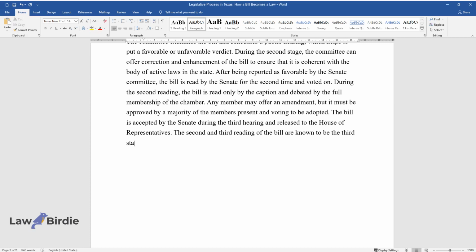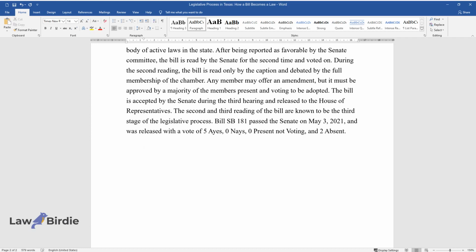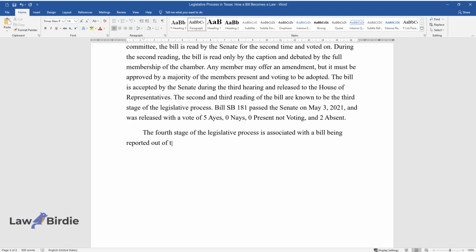Bill SB 181 passed the Senate on May 3, 2021, and was released with a vote of 5 ayes, 0 nays, 0 present not voting, and 2 absent. The fourth stage of the legislative process is associated with a bill being reported out of the House Committee on Homeland Security and Public Safety.